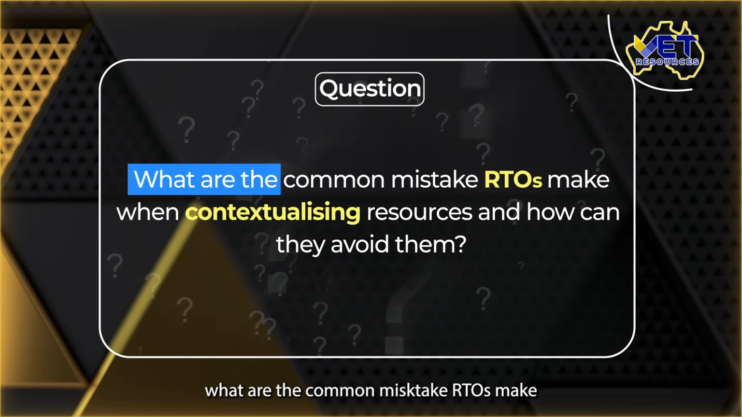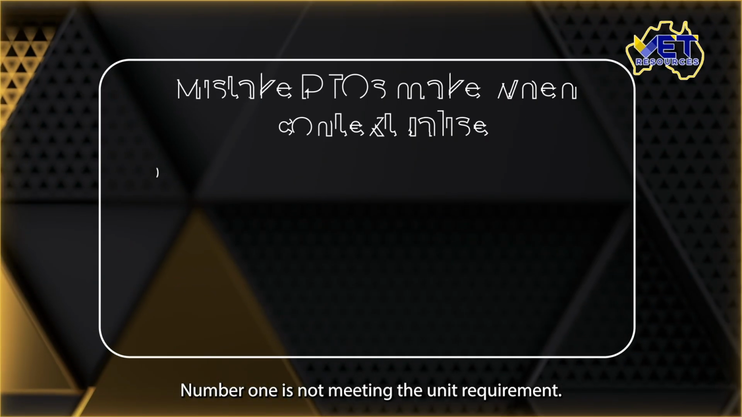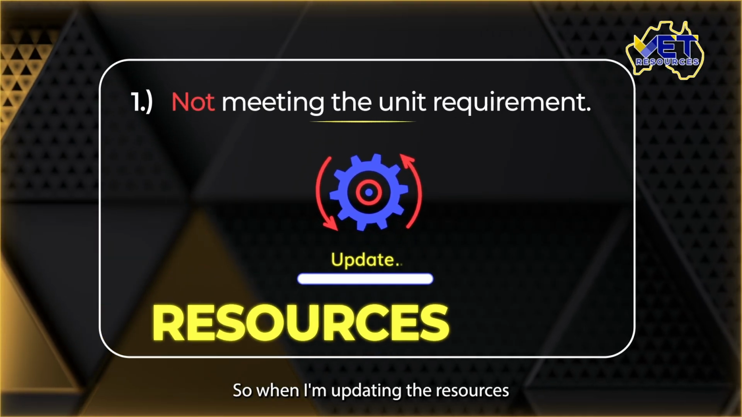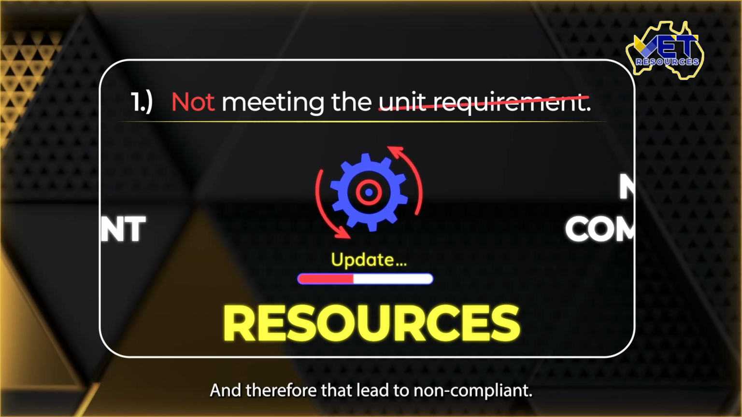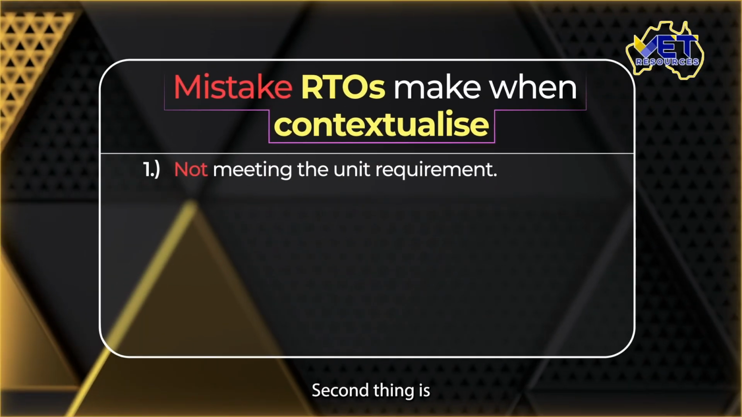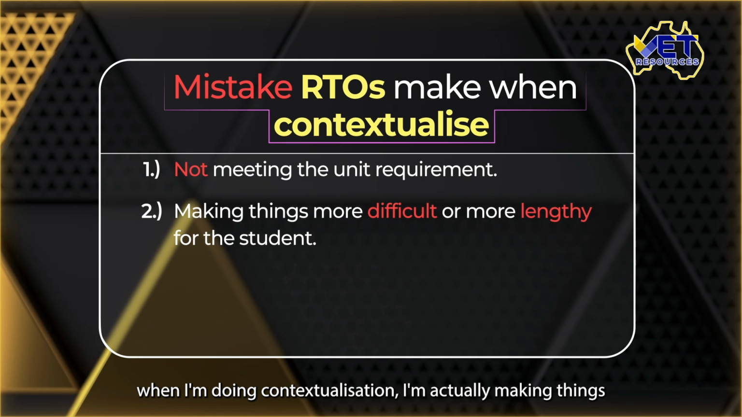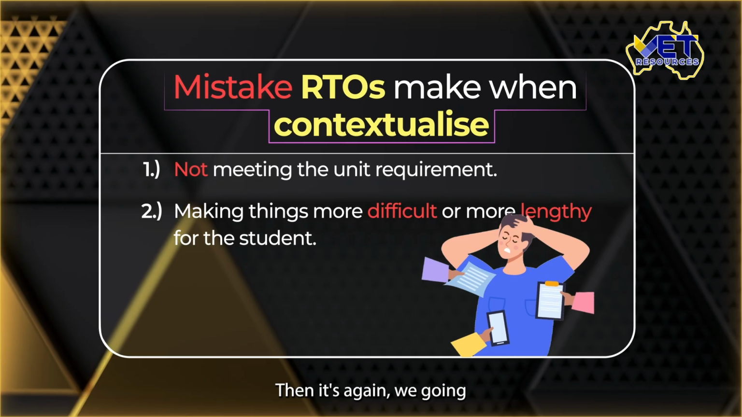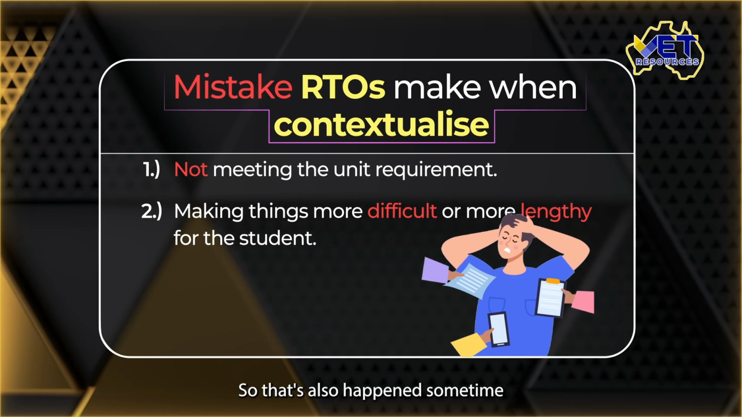Okay. What are the common mistakes RTOs make when contextualizing resources, and how can they avoid them? Yeah, so usually there are 4. Number 1 is not meeting the unit requirement. When I'm updating the resources, I'm actually skipping or removing the unit requirement part, and that leads to non-compliance. The second thing is when I'm doing contextualization, I'm making things even more difficult or more lengthy for the student. That's again making things difficult for the student. That also happens sometimes.